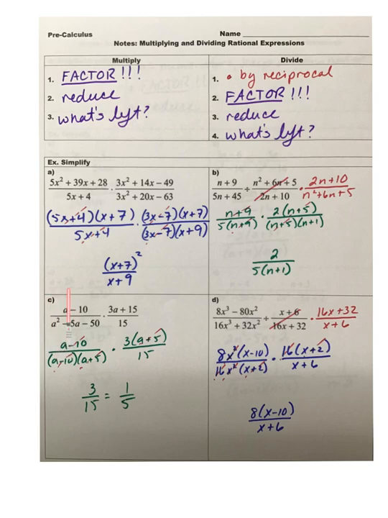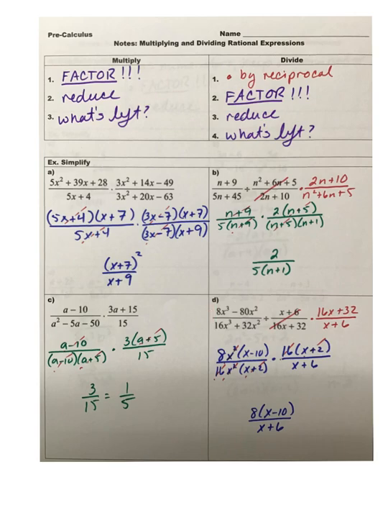All right, C. Oh, yay, it's multiplication. We don't have to worry about multiplying by the reciprocal. So we're going to factor. a minus 10 does not factor. a squared minus 5a minus 50 factors to a minus 10 times a plus 5. 3a plus 15 factors to 3 times a plus 5. And the 15 just stays 15. So we can see the a minus 10s cancel. We can see the a plus 5s cancel. So now the only thing left is 3 over 15, which reduces to 1/5.